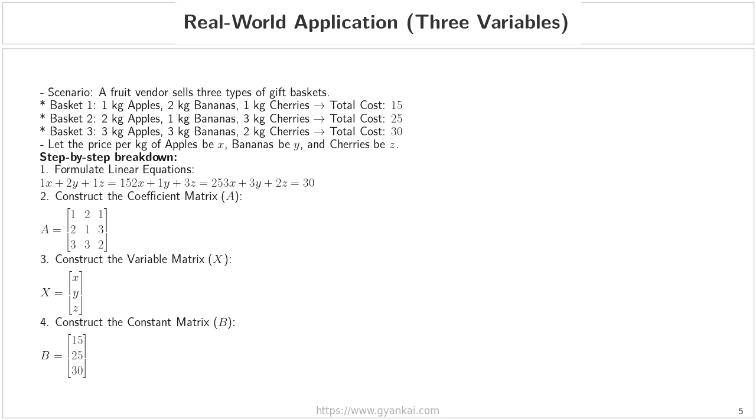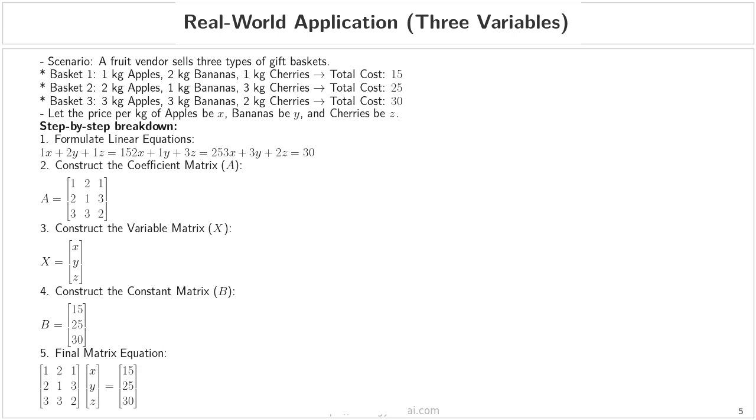Step 4. We construct the constant matrix, B. This is a column matrix containing the values from the right-hand side of our equations, 15, 25, and 30. Step 5. Finally, we write the complete matrix equation in the form A times X equals B.